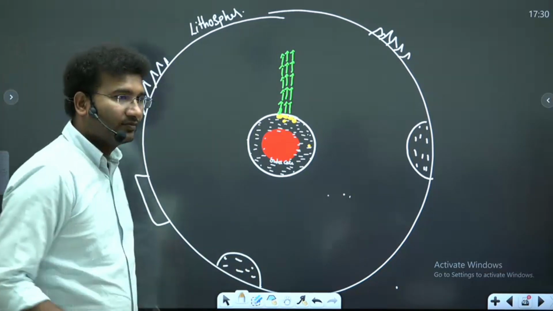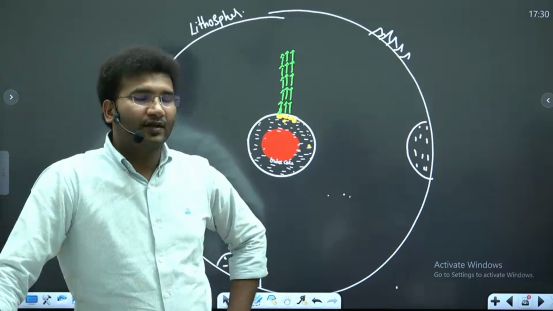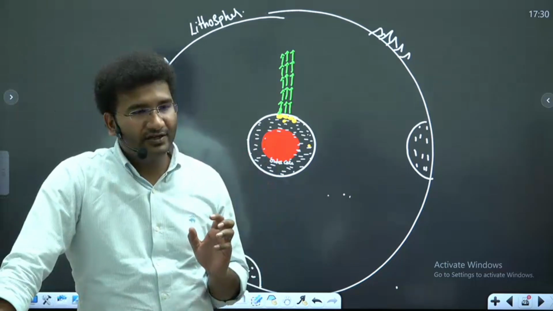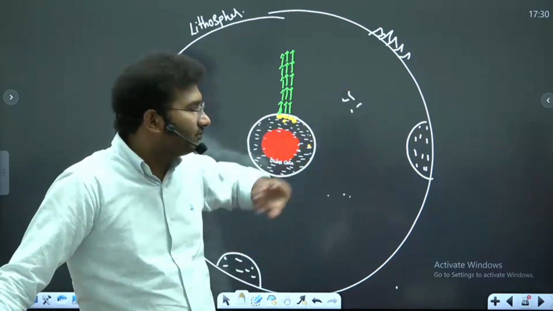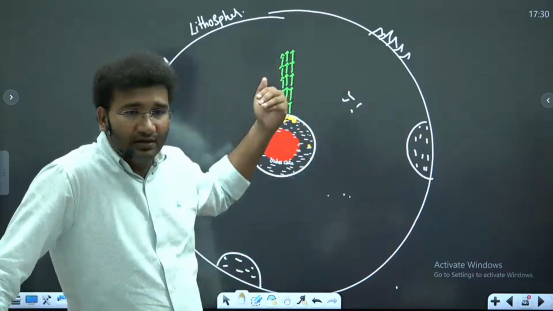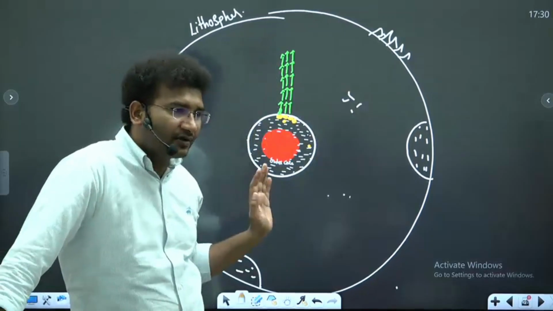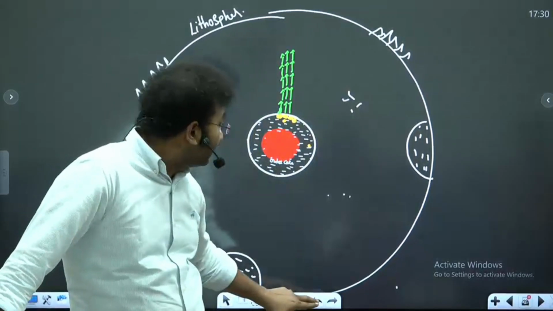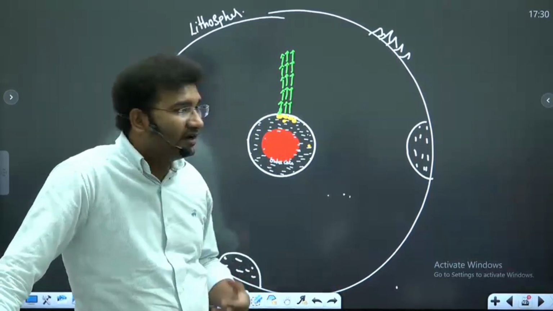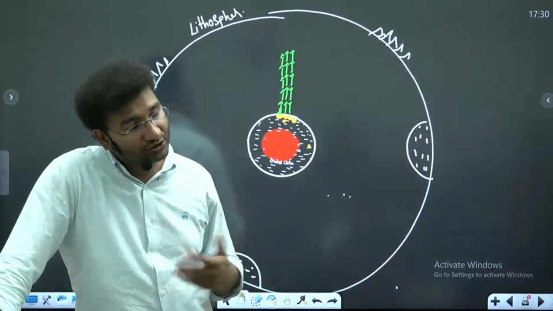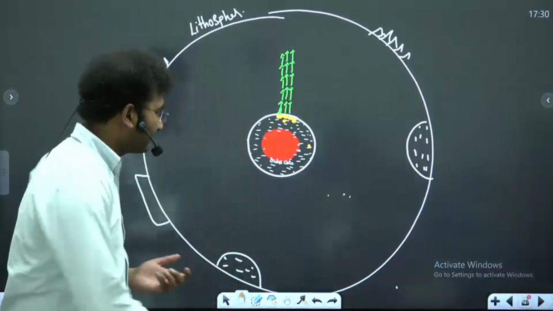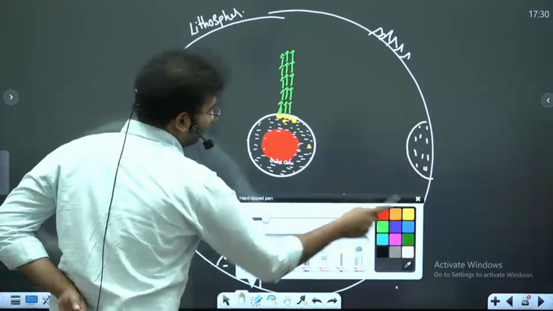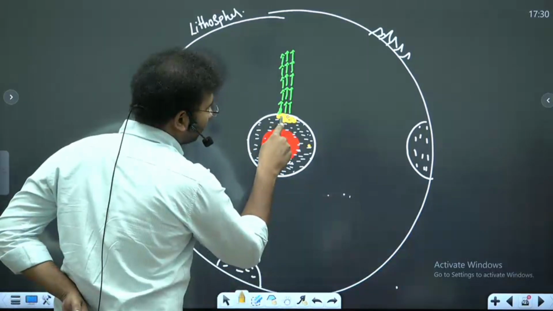Now, his question is, sir, is radioactive material always present at the outer core? No. It can be present in the mantle also. It can be present near the crust as well. It can be present anywhere. But here, for our understanding, I am telling you that radioactive material, many of the times, not all the time, will be present near the outer core and mantle boundary, like this.